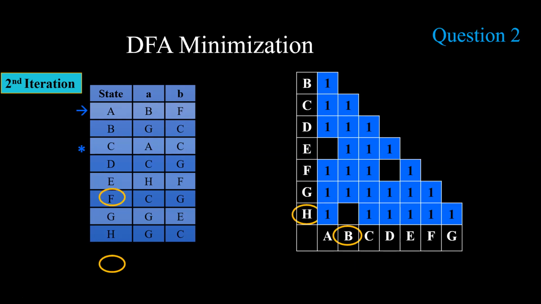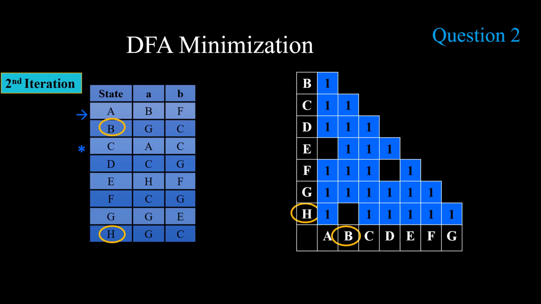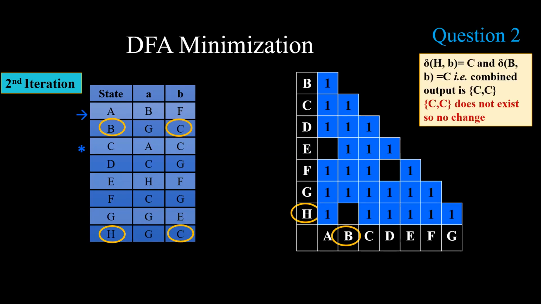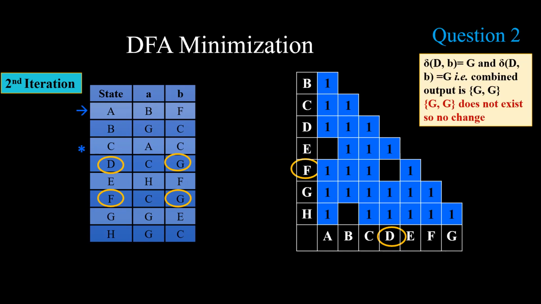Then we move to the next input which was unmarked, that is BH. BH on A gives GG, which does not exist, so no change. BH on B gives us CC, which does not exist, so no change. That means BH remains unmarked. Third one which was left out is DF. DF on A gives CC, which does not exist, no change. DF on B gives us GG, which does not exist.